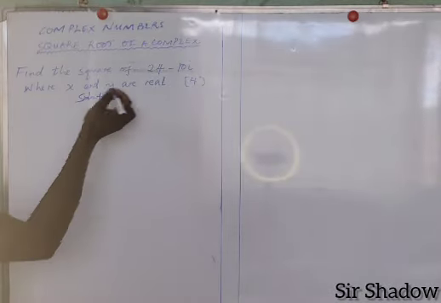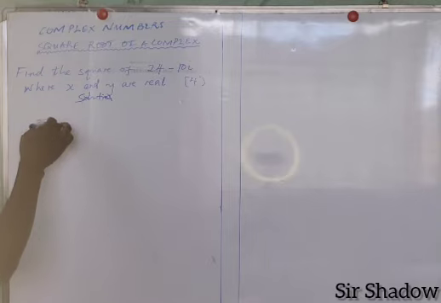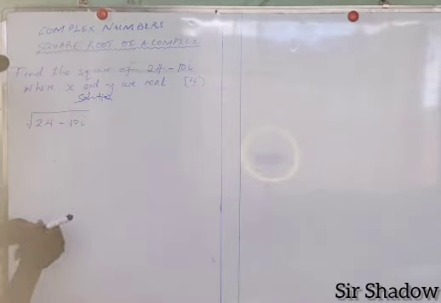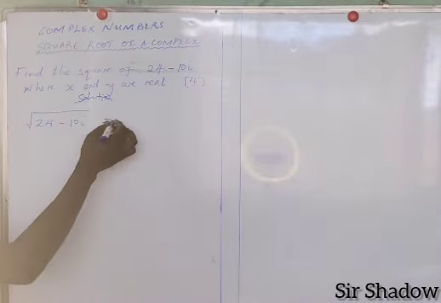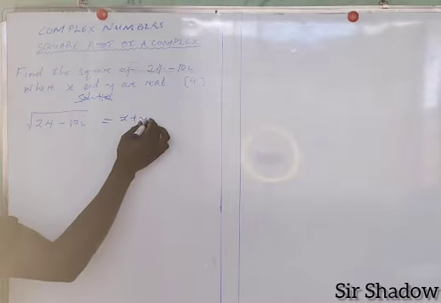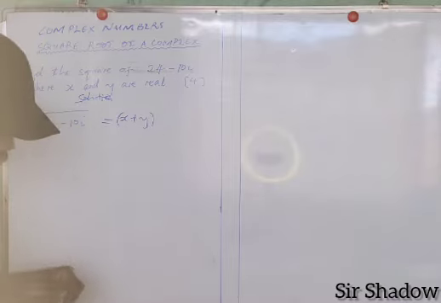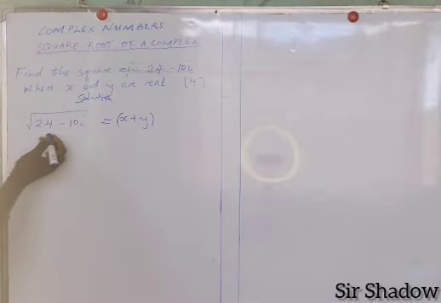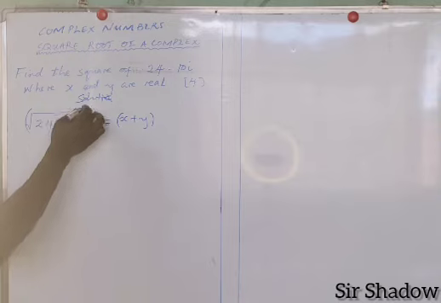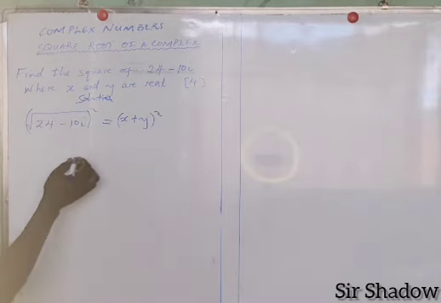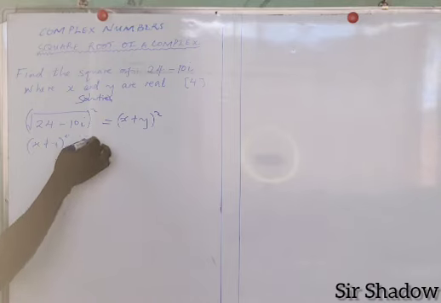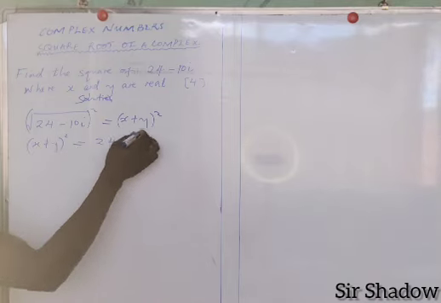So I want to find the square root of 24 minus 10i. This is equal to x plus iy. Remember, I want to find the square root of a complex number, 24 minus 10i. For us to find the square root of this complex number, let's square both sides in order to remove the square root. So now we have (x plus iy) squared is equal to 24 minus 10i.